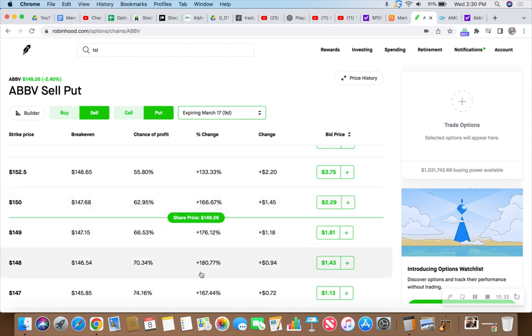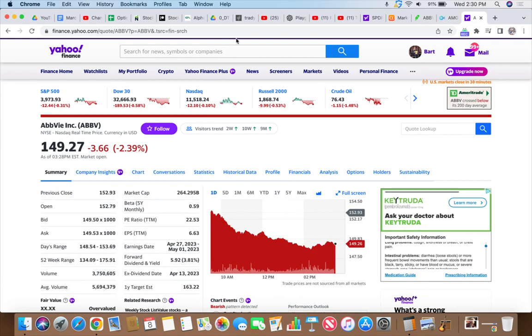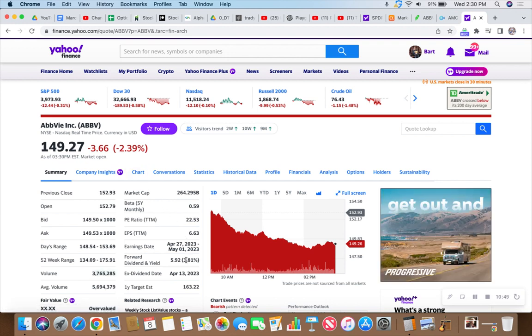And if we look at this number right here at 148, it's still a 70% probability. It's on a company that we like, ABV. They pay a decent divvy, right? They pay nearly 4% dividend. They've paid it forever. They're dividend kings. They're in the royalty, aren't they?